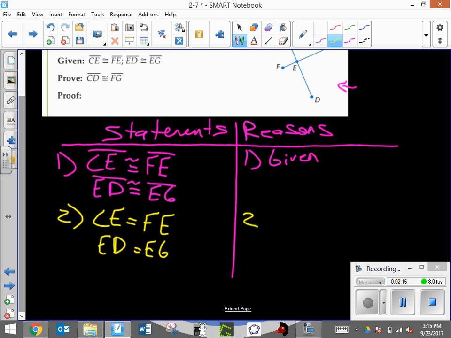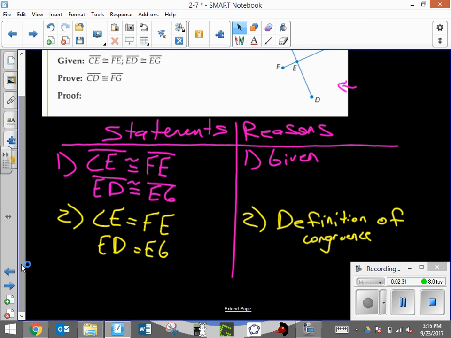I can say that because I know by the definition of congruence. So, definition of congruence. That's my reason. Next, we're going to go on to statement 3.